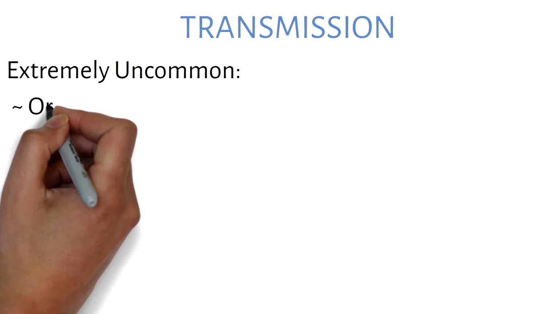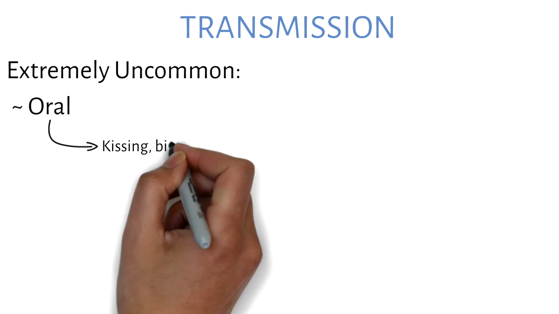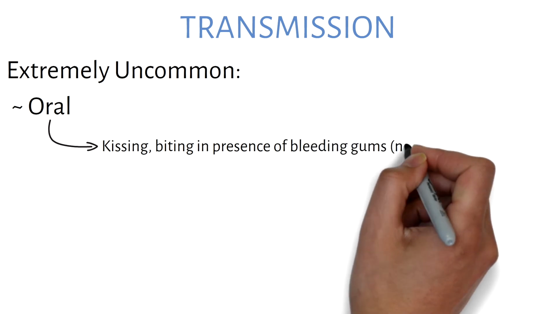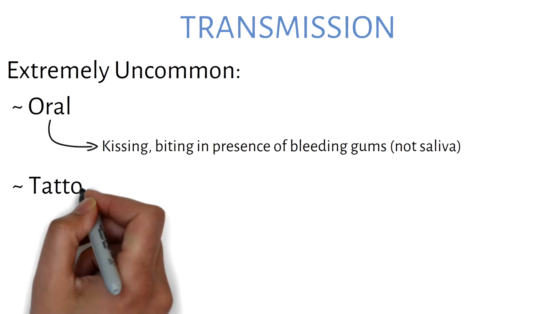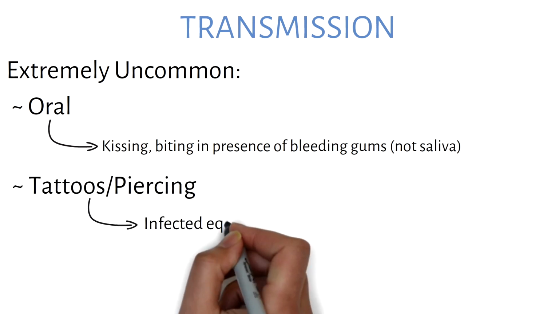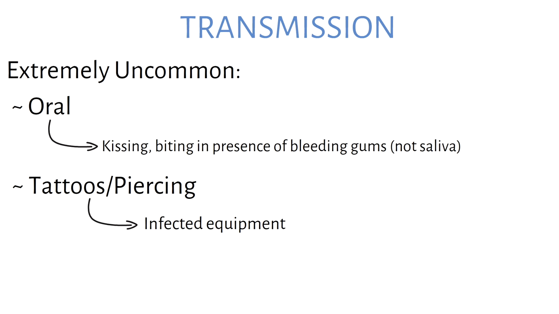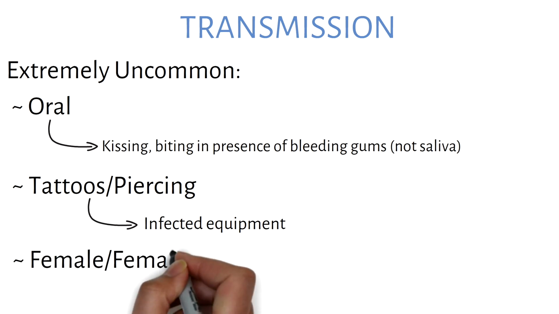Extremely rare transmission routes include oral transmission by kissing, biting in presence of bleeding gums. It is important to know that saliva is not a vector for transmission. Others are tattoos and body piercing by using infected equipment, or female to female transmission.